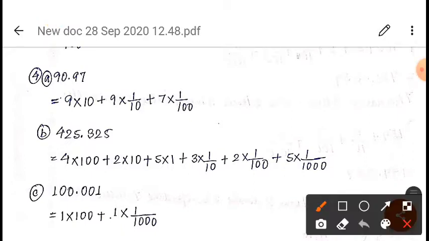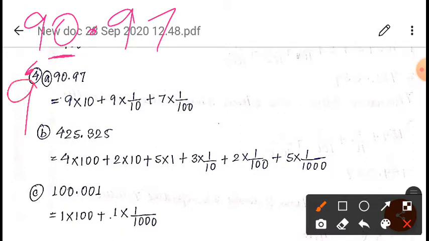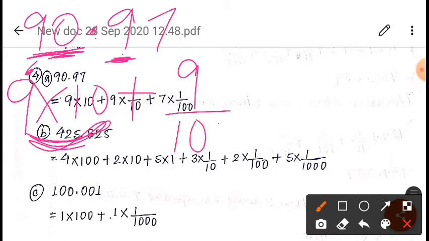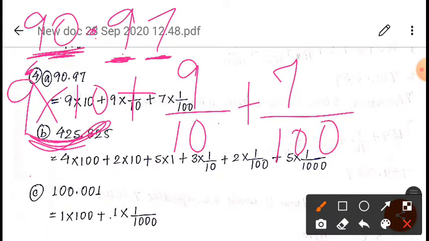So always remember that when it is written 90.97, at that time what we can do: 9, after that how many digits? 1, means 9 into 10. Because when you multiply 9 into 10, 90 will come, right? After that plus this 9. When we talk about this 9, after the point, in which place is it? In the first place, which means divided by 10. After that plus, when we talk about this 7, it is in the second place, which means divided by 100. In this way you can expand this.